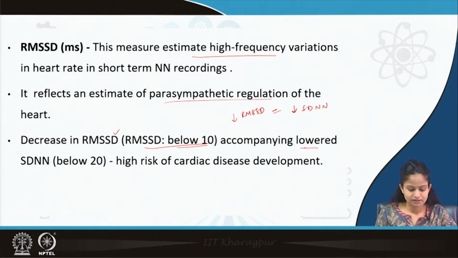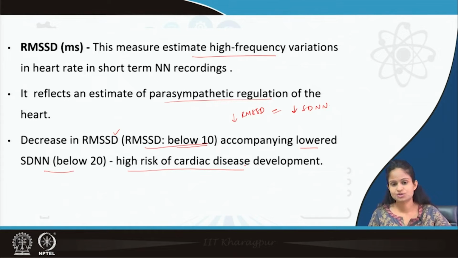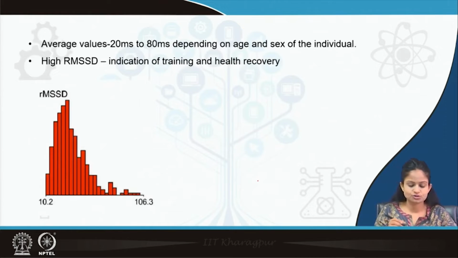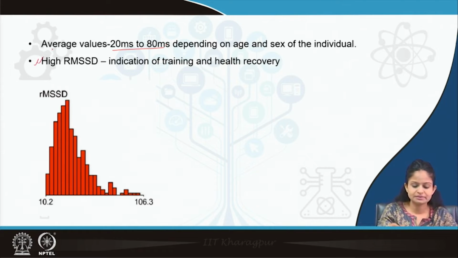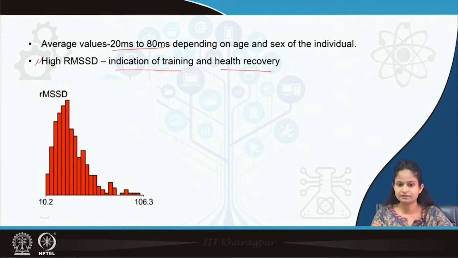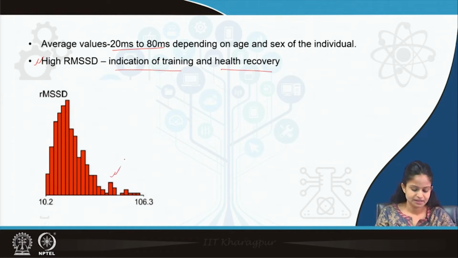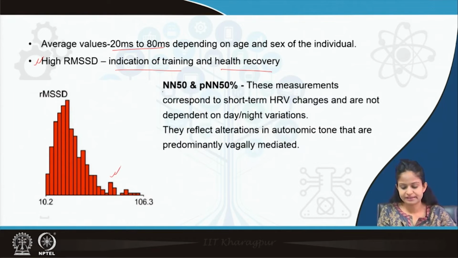So, the lowered SDNN is usually below 20 and hence there is high risk of cardiac disease development or high risk of sudden cardiac death because this is low HRV again. So, ideally the normal values range between 20 milliseconds to 80 milliseconds, that also depending on the age and sex of the person. So, high RMSSD indicates training and healthy recovery. The trained persons and the persons who are having good recovery from diseases, they have higher values of RMSSD.